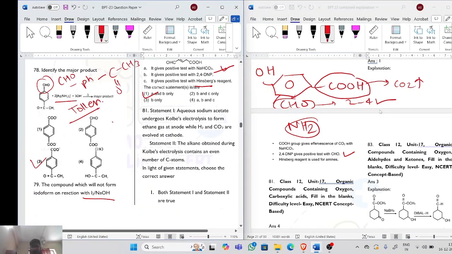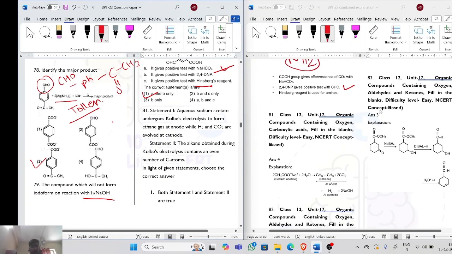Now statement 1 is: aqueous sodium acetate undergoes Kolbe electrolysis to form ethane gas at the anode, while H2 and CO2 gas are evolved at the cathode. And the second statement is: the alkane obtained during the Kolbe electrolysis contains an even number of carbon atoms.